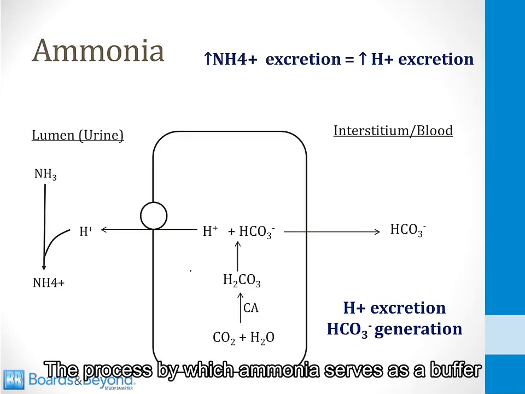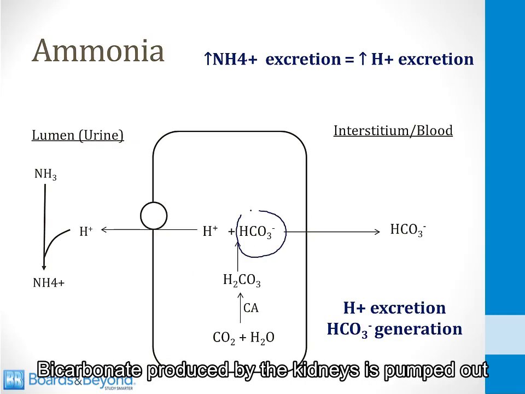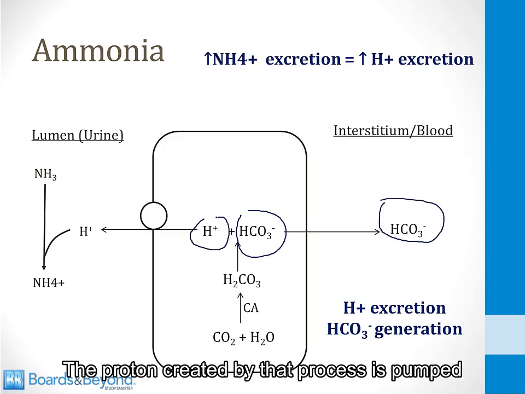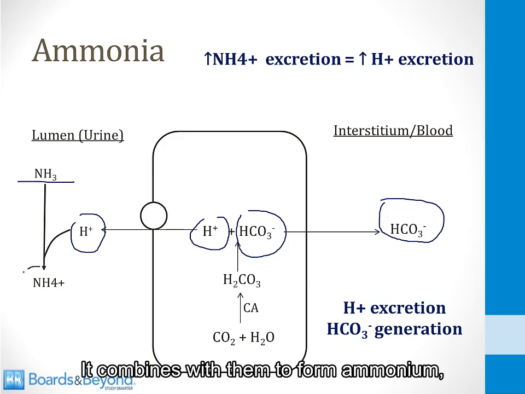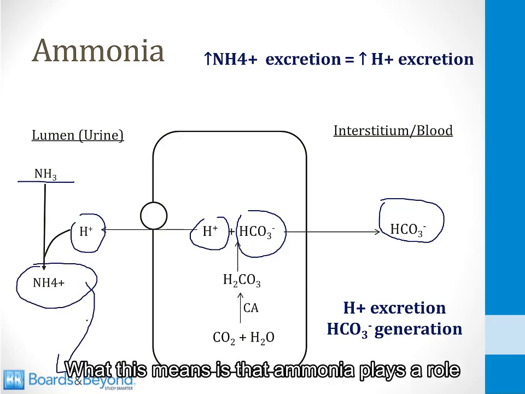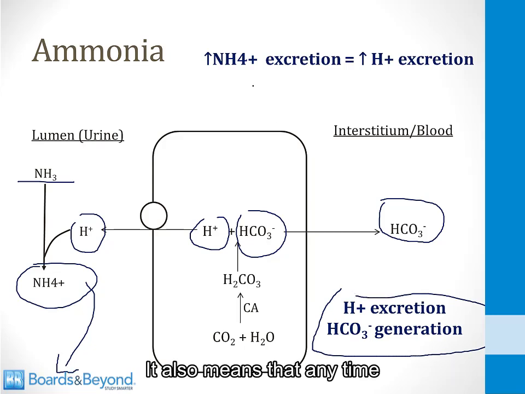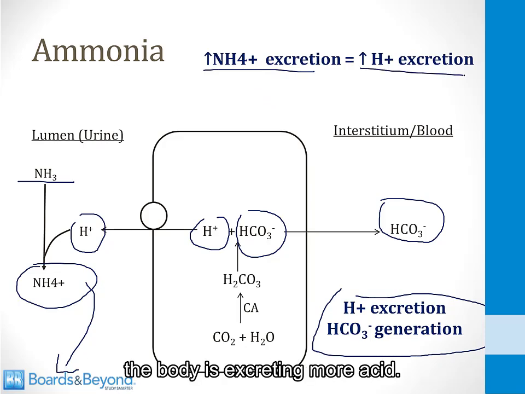The process by which ammonia serves as a buffer is similar to that of titratable acids. Bicarbonate produced by the kidneys is pumped out into the interstitium in blood. The proton created by that process is pumped into the lumen of the nephron. There it finds ammonia molecules. It combines with them to form ammonium, and the ammonium shuttles the protons out of the body. What this means is that ammonia plays a role in acid excretion and bicarbonate generation. It also means that any time there is increased ammonium excretion in the urine, the body is excreting more acid.